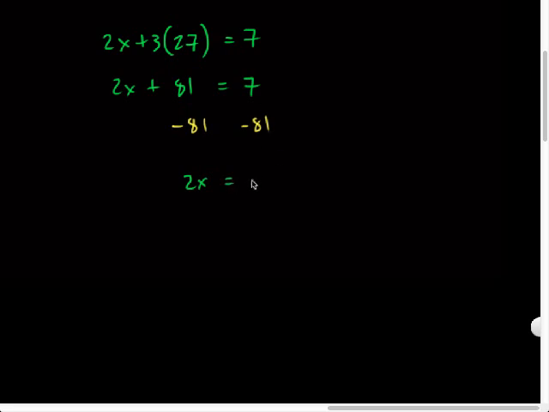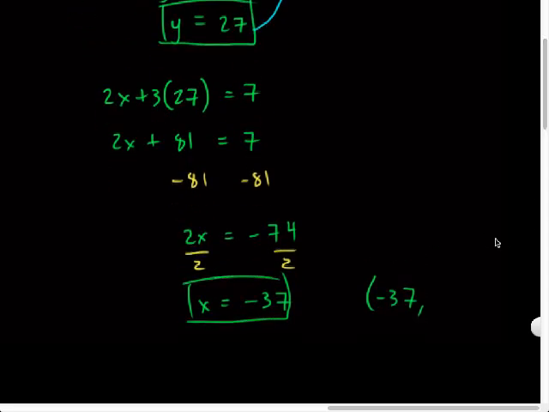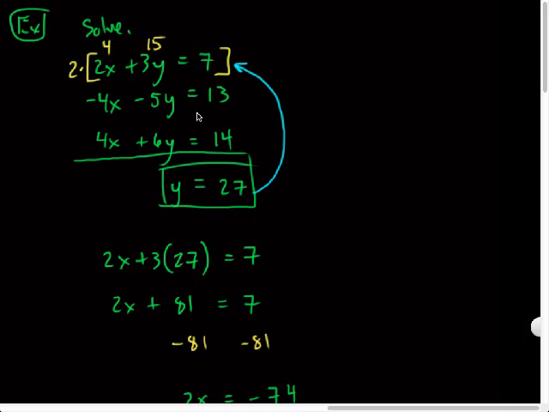So let's see, what's this going to be? Negative 74, if I'm not mistaken. And then divide both sides by 2. And we get x is equal to, what's that, negative 37? I believe so. So I end up getting my solution, avoiding the fractions in the process. So the elimination method is quite nice at dealing with these types of situations, when I don't have any ones for my coefficients anywhere.